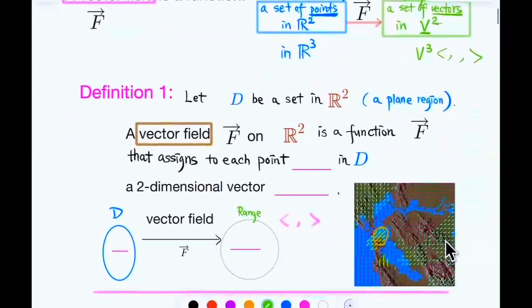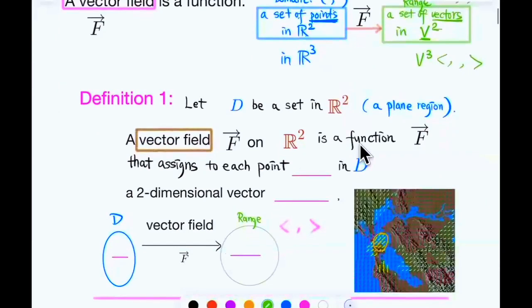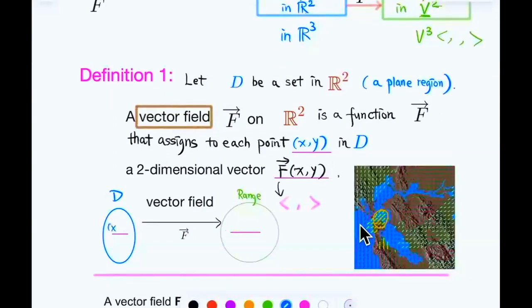So here is a formal definition. Let C be a set in R2, which is a plane region. Think about it like this one. A vector field on this R2 is a function, indicated by the big F with an arrow on top, that assigns to each point x comma y in this domain a two-dimensional vector F of x comma y. It maps every point x comma y to a two-dimensional vector F of x comma y.